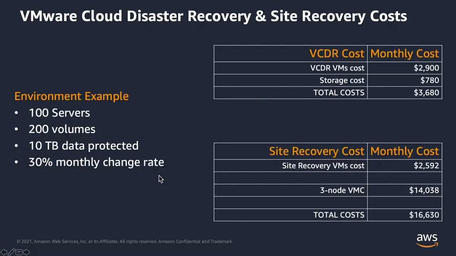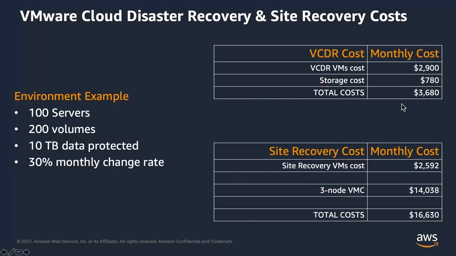Now, let's go a little bit over the costs, just for the sake of comparison. So again, 100 servers, 10 terabytes of data, 30% monthly change. On VCDR, we are looking at a total cost of about $3,600, $3,700. VCDR is charged by the VM and then how much storage it's using on the back end. The VM cost includes all the infrastructure on the back end that we don't have to pay for to make the service happen, and then turn on and move the VMs and all of that good stuff.